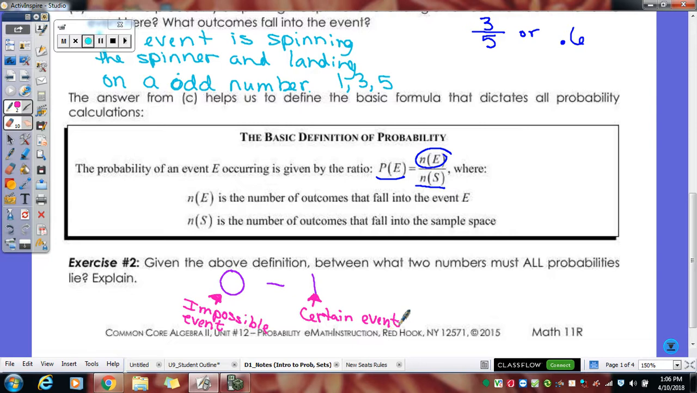Like, for example, it snowing in Syracuse is a certain event. It will always snow here. Even in the summer, it could snow here. You never know. Yeah, I know sometimes it's crazy. Let's not jinx us. It has snowed on Mother's Day. When's Mother's Day? May. It's April.